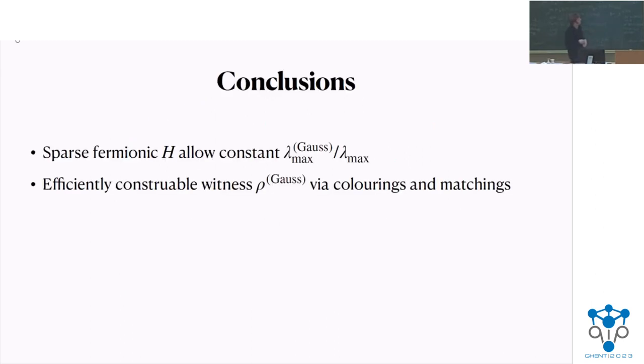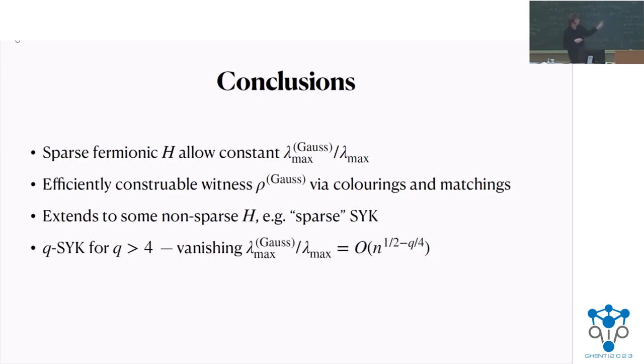Fantastic. So let me conclude. We have a finite approximation ratio for sparse Hamiltonians. We have an efficient deconstructable witness, because all of that is an efficient algorithm. This extends to some not quite sparse Hamiltonians, and we also extend the Hastings-O'Donnell algorithm, but for that you have to go back to the paper and read.